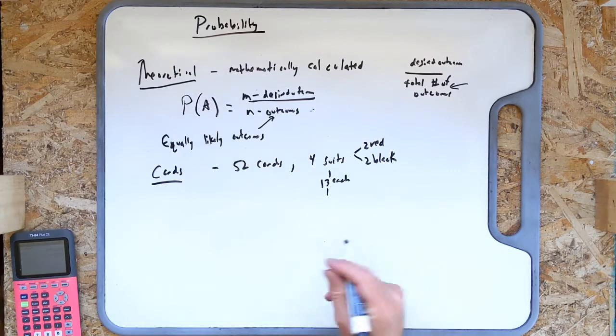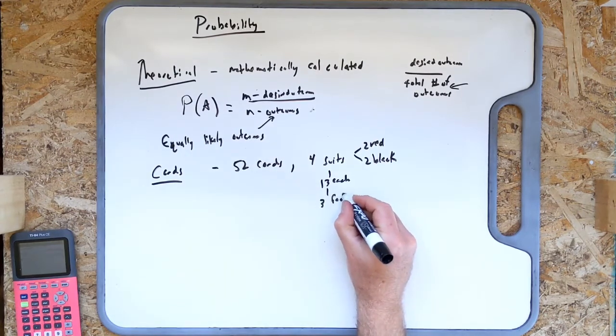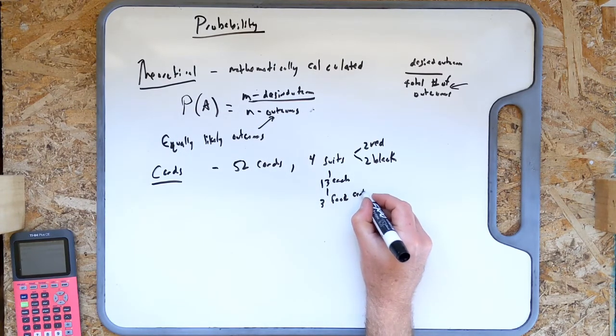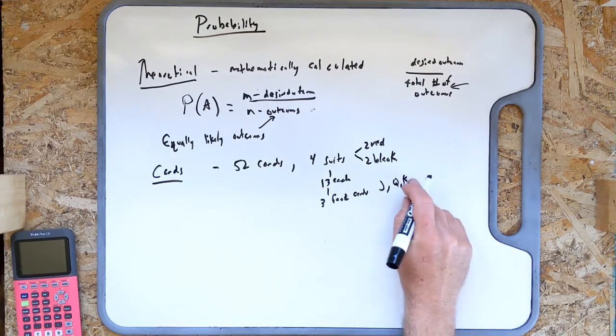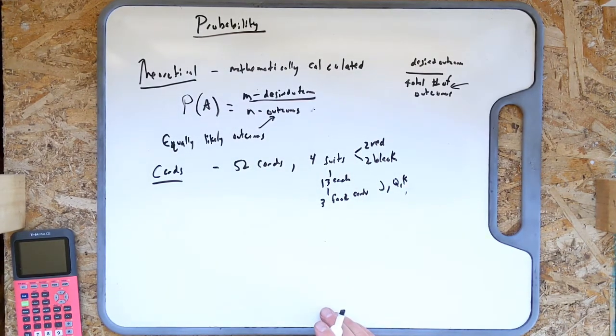there are 3 face cards, which are the jack, the queen, and the king. You'll need to know that. That's probably about all you need to know to actually do the problems. Okay, so let's do some problems on it.